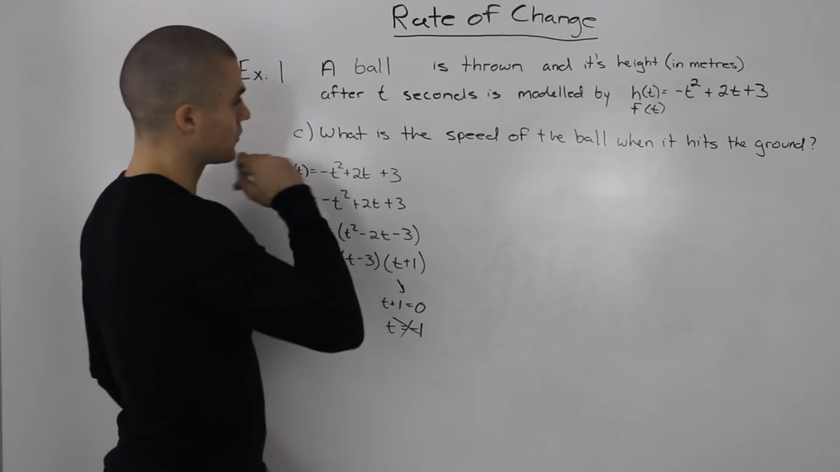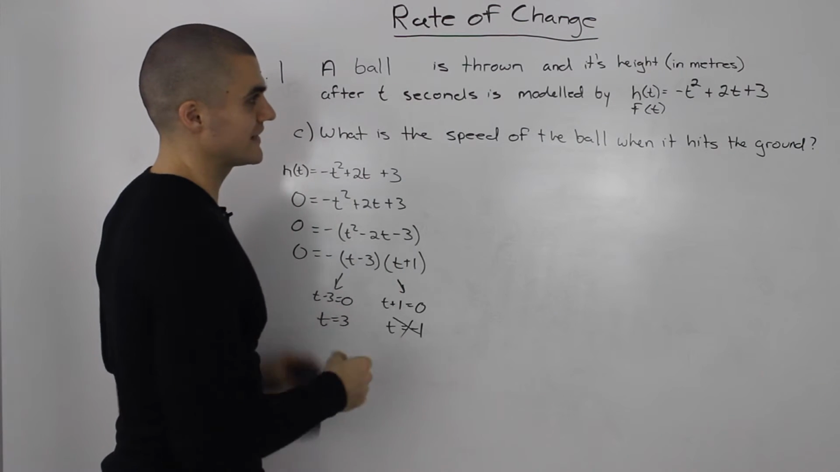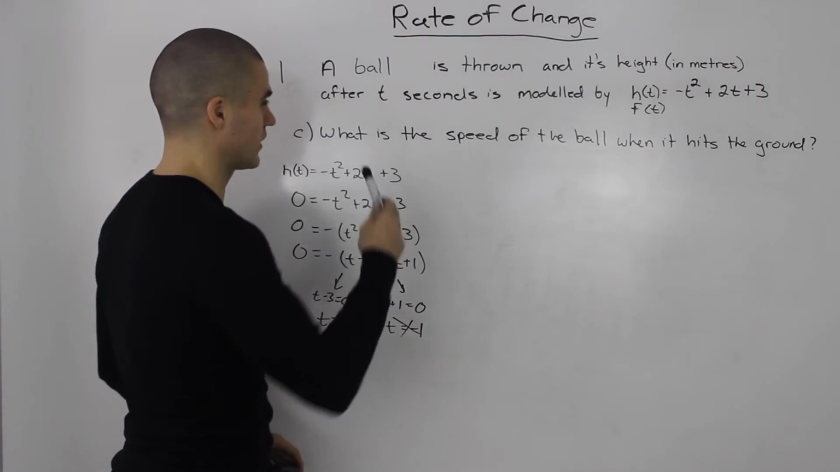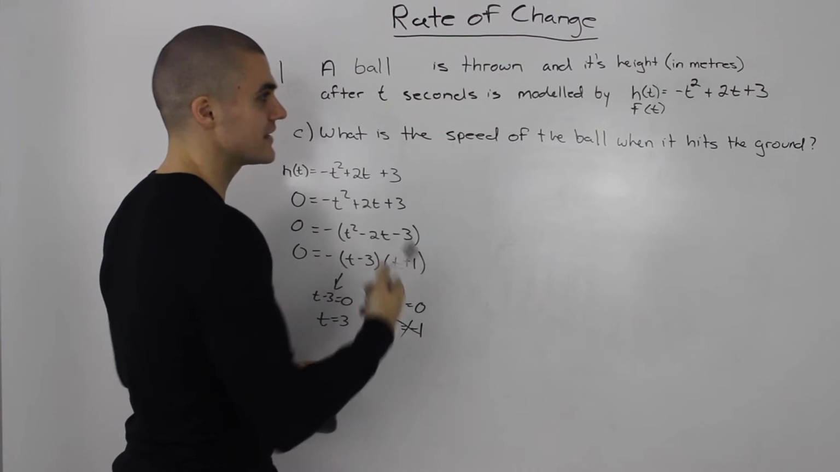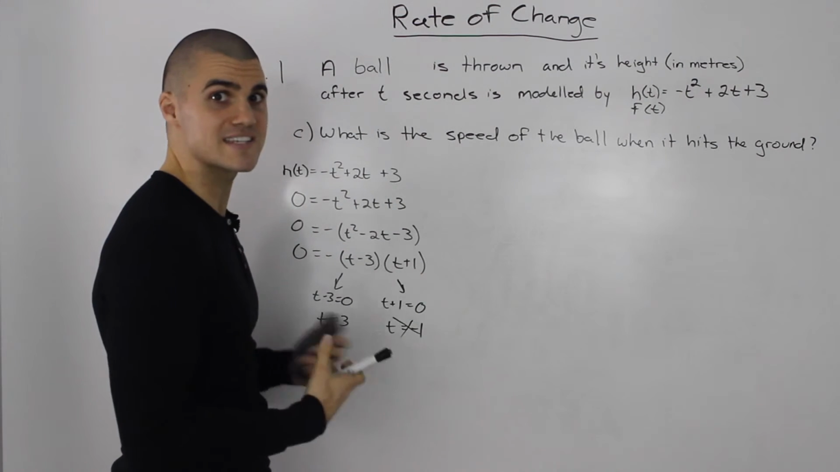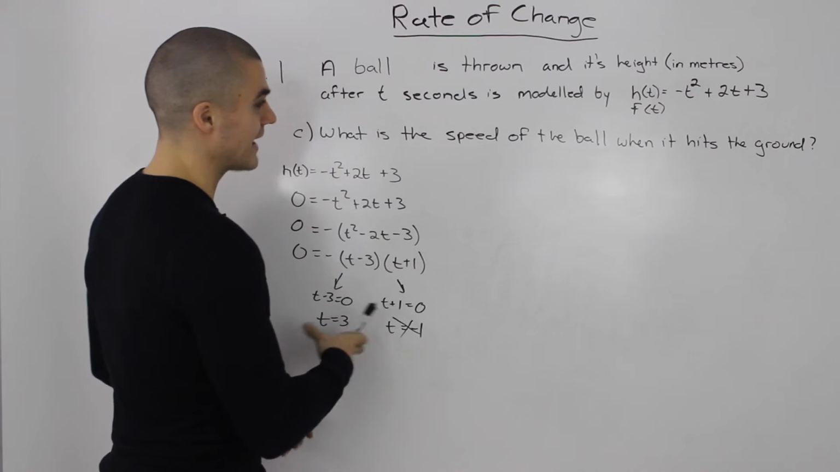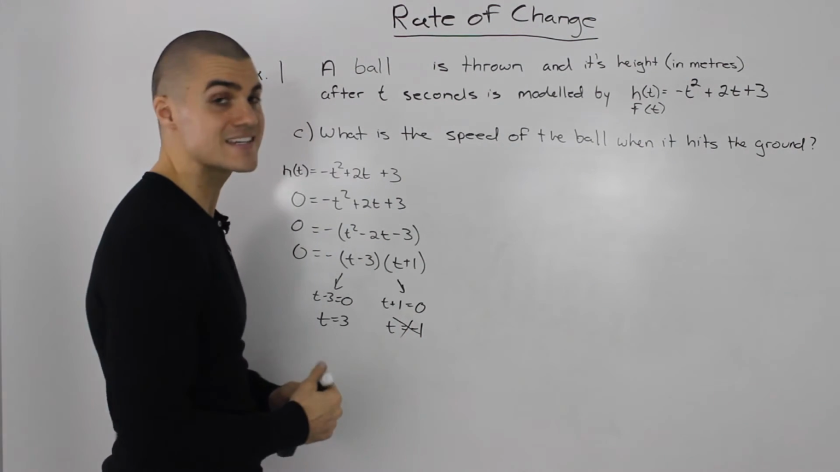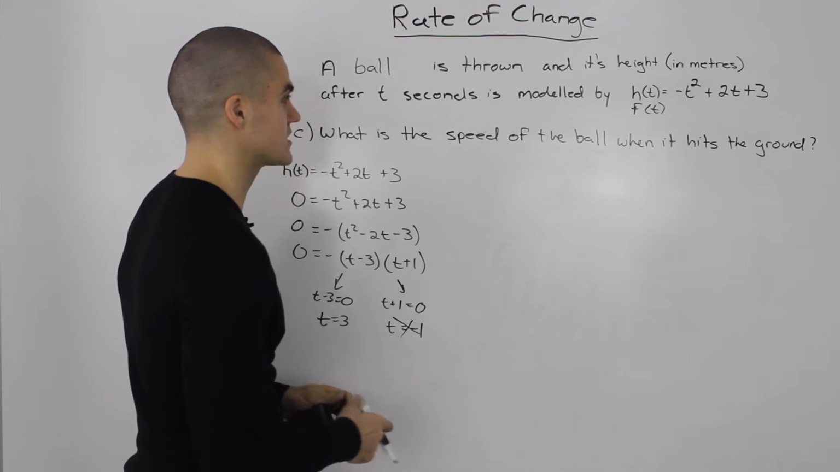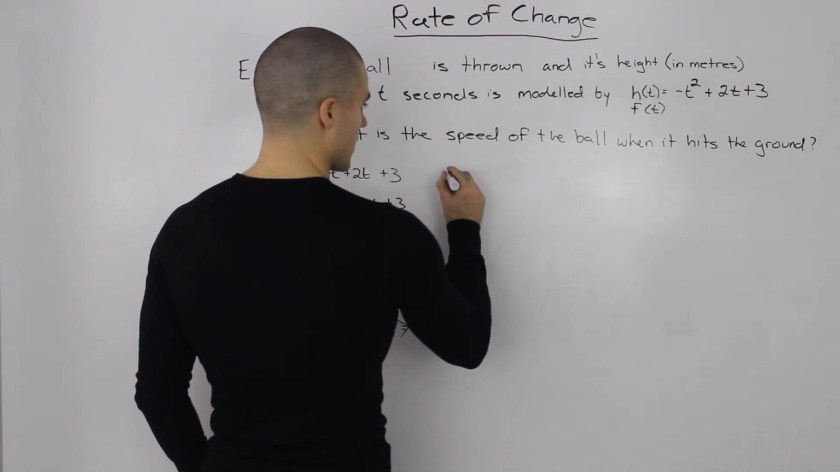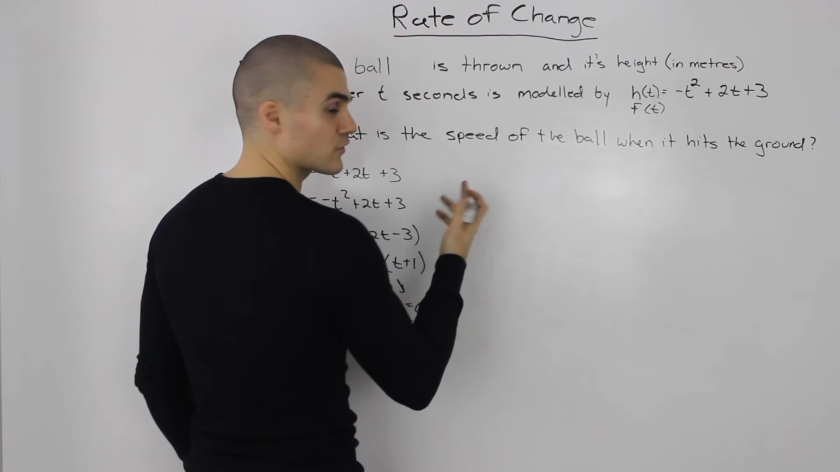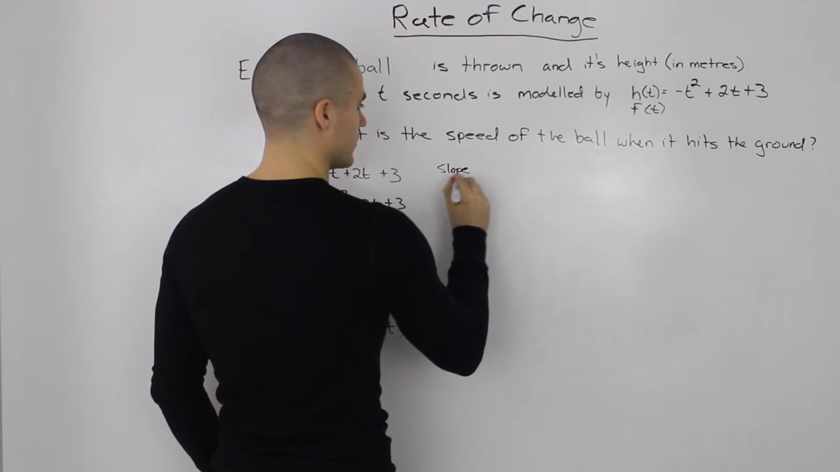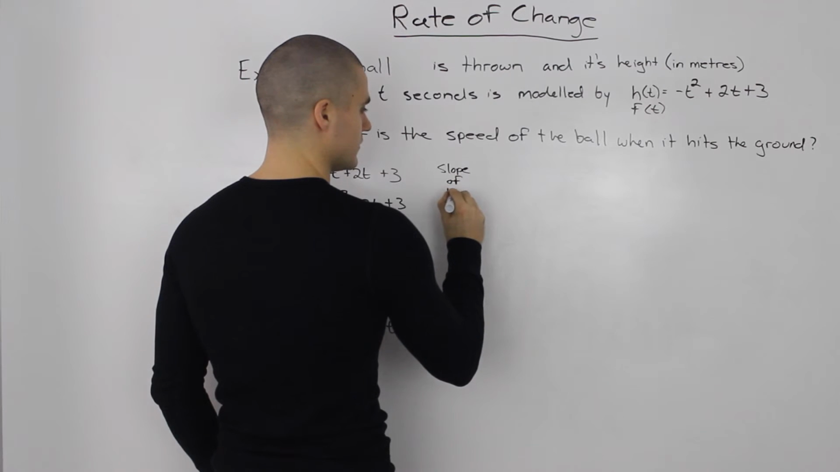Okay, so let's reread the question again. What is the speed of the ball when it hits the ground? Well, it hits the ground at 3 seconds, so: what is the speed of the ball when it hits the ground at 3 seconds? They're asking for the speed at a specific point in time, so they're asking for the instantaneous velocity, the instantaneous speed. So since they're asking for the instantaneous speed, we already know we're dealing with a slope of tangent.